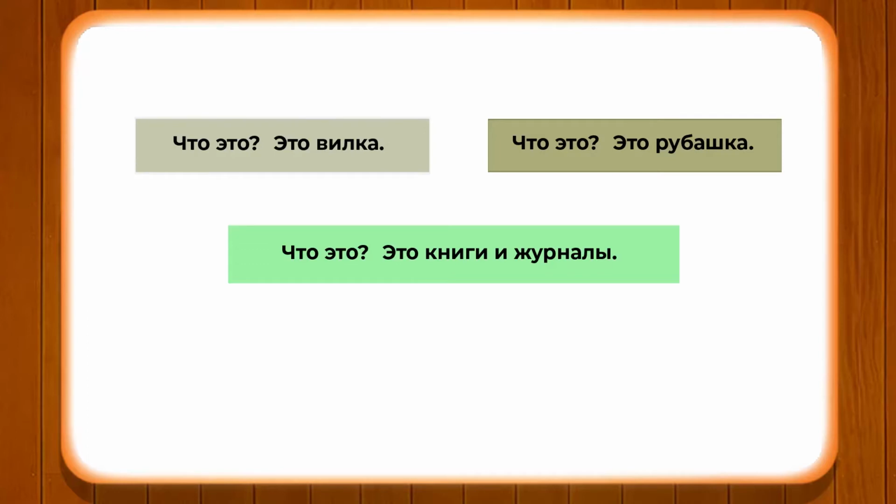So we are also learning new words, like in this case we have что это? Это вилка. This is a fork. Что это? Это рубашка. This is a shirt. And что это? Это книги и журналы. So instead of using the singular, we are now changing into plural.